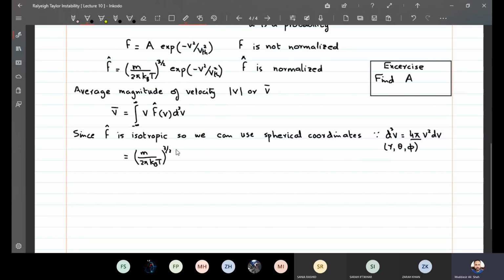Now the only thing that is left is v. So we have the integral from 0 to infinity of v exponential minus v square by v thermal square, and then 4 pi v square dv. So this is how you can integrate this quantity.